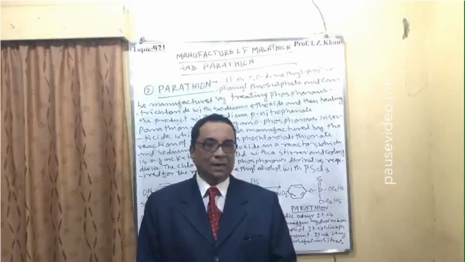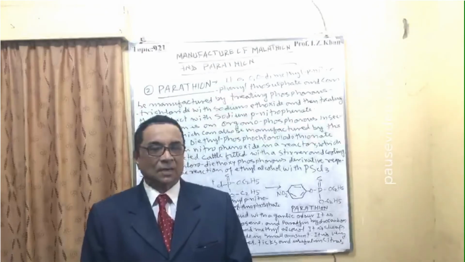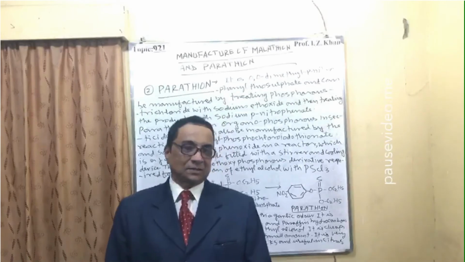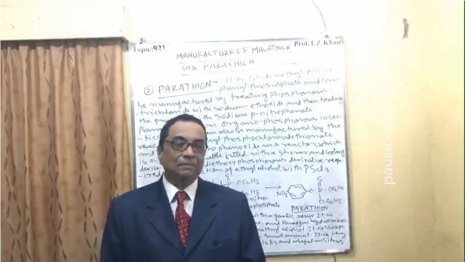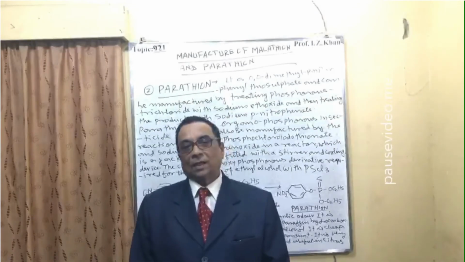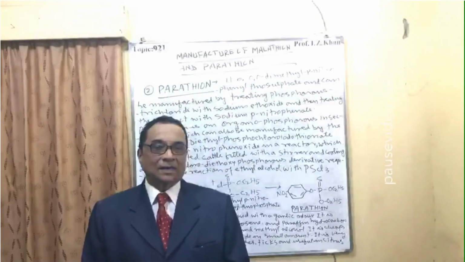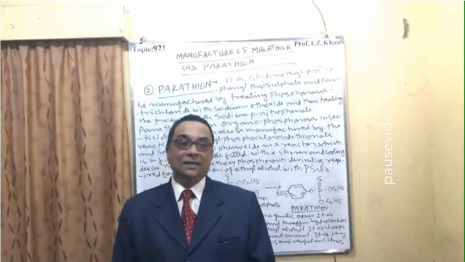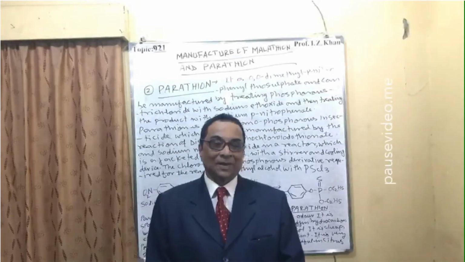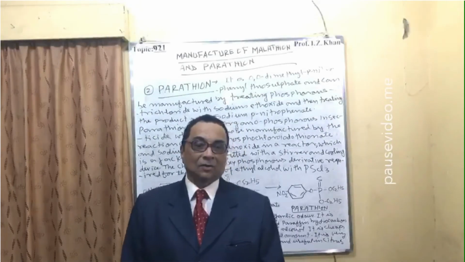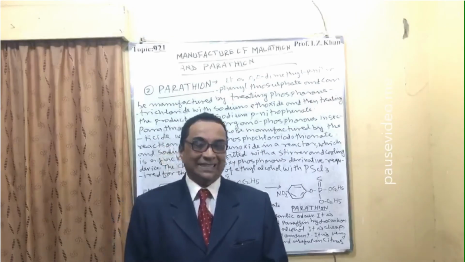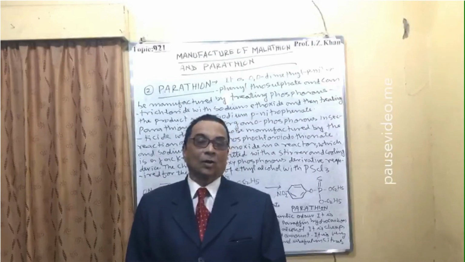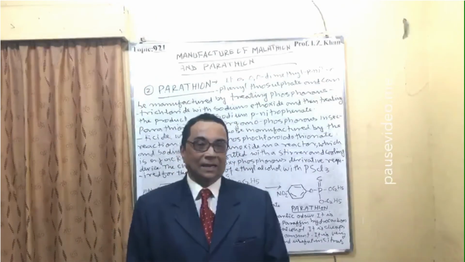So with this I will stop malathion and parathion, the organophosphorus insecticides. They are very effective, and also some repellents and attractants are manufactured and used. They are mainly used for insects or pests to be either attracted or repelled.